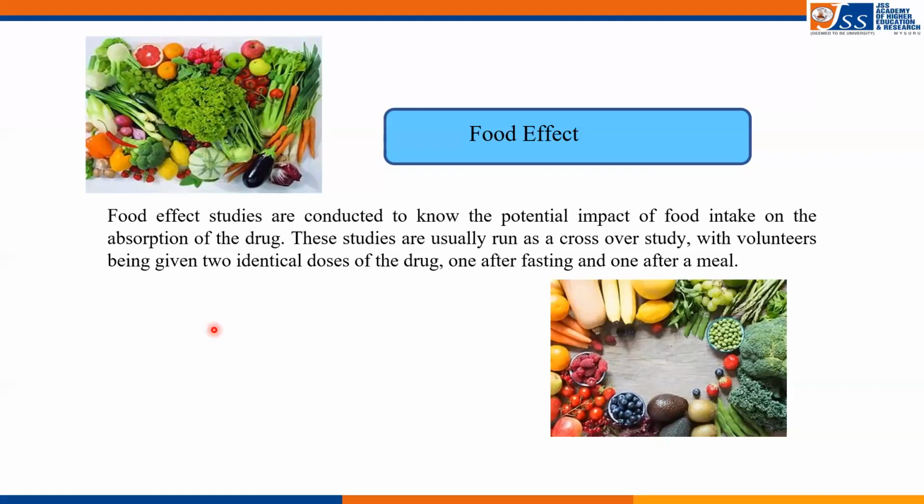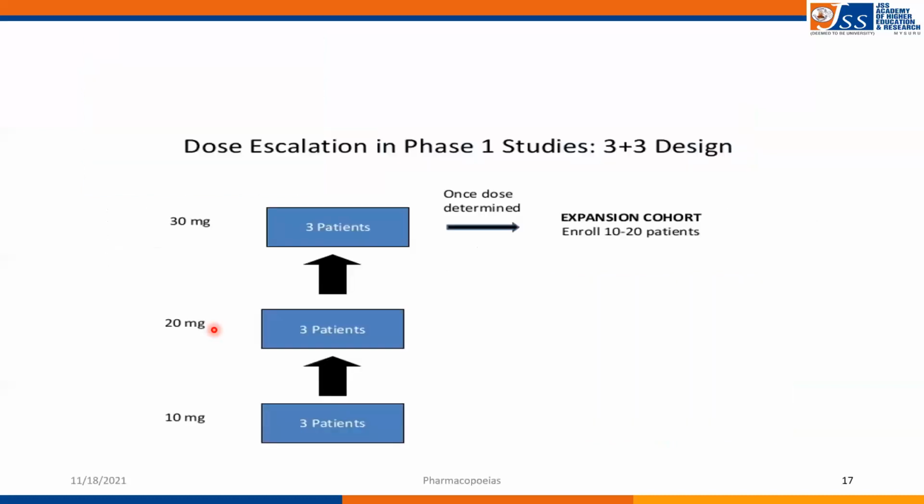They do it in two ways. One, they do it in fasted state. That means the patient has not taken any food for the last 8 to 10 hours, then the drug is administered. And after the food has been taken, the drug is administered. That means before or without the consumption of food and after the consumption of food, what is the effect of food on the drug absorption and kinetic process.